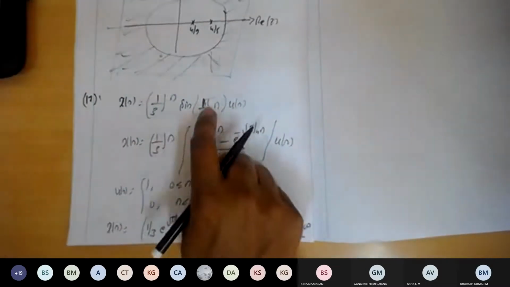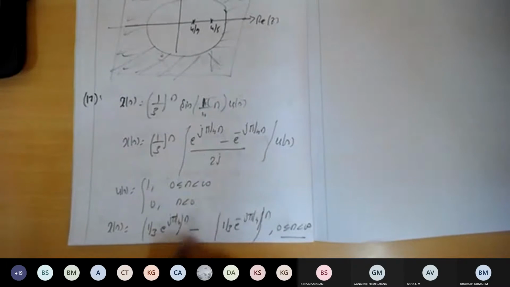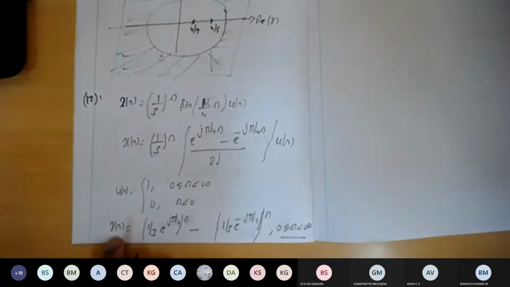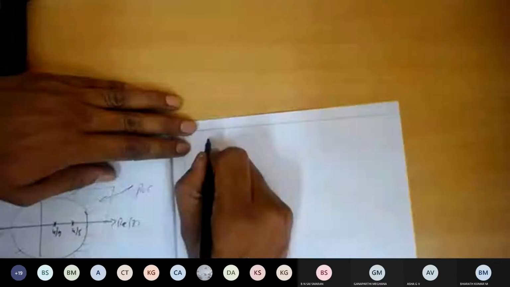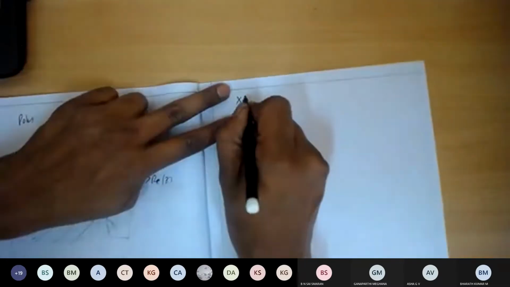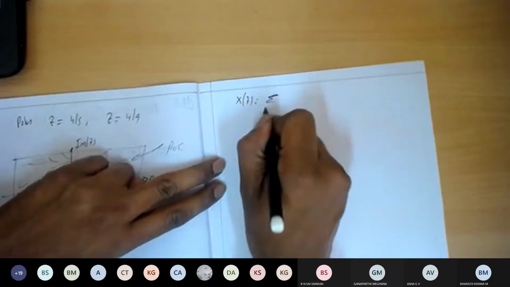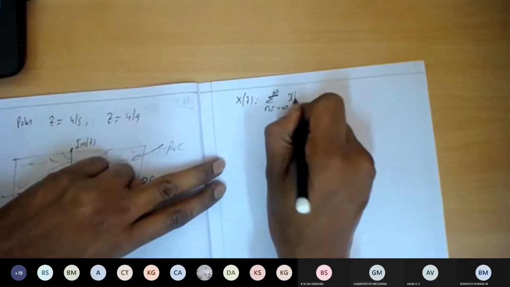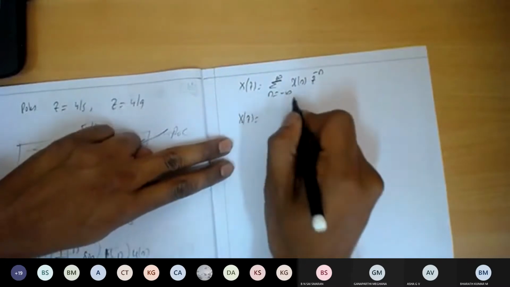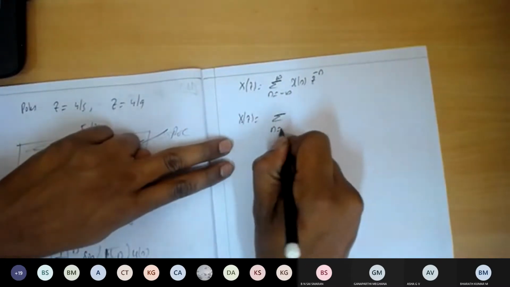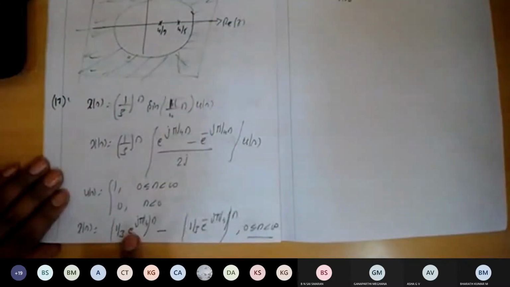So what I did is convert the sine into exponentials using Euler's formula, and we got these terms for x of n. Now we'll substitute this in the Z transform formula and evaluate it. Let us write the generalized formula for the Z transform: X of z is equal to the summation from n equal to minus infinity to plus infinity of x of n into z to the power of minus n. Let us substitute this, and the limit varies from 0 to infinity. In place of x of n, we have these two terms.